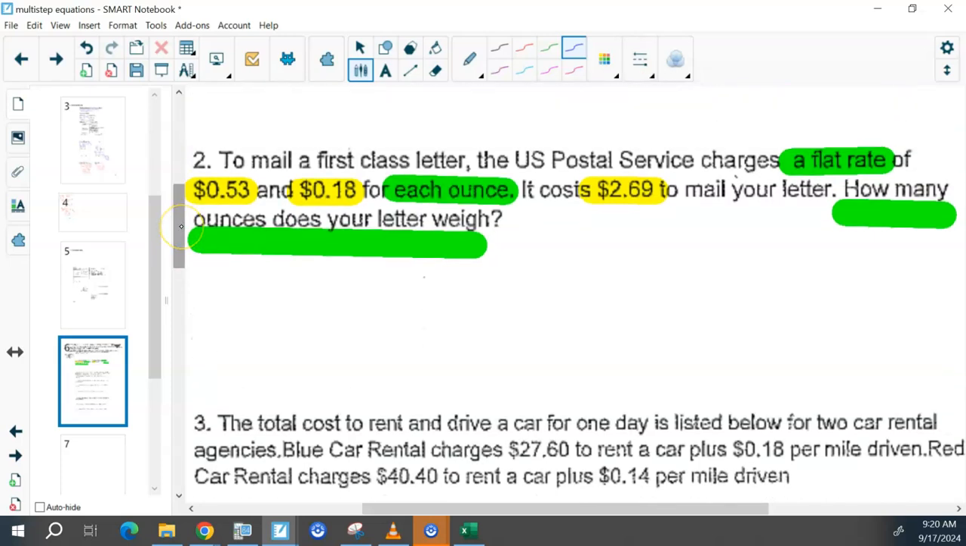So in most of our problems, they're going to look like this, where if you see something that says for each or the word per, P-E-R, that's going to be your slope.